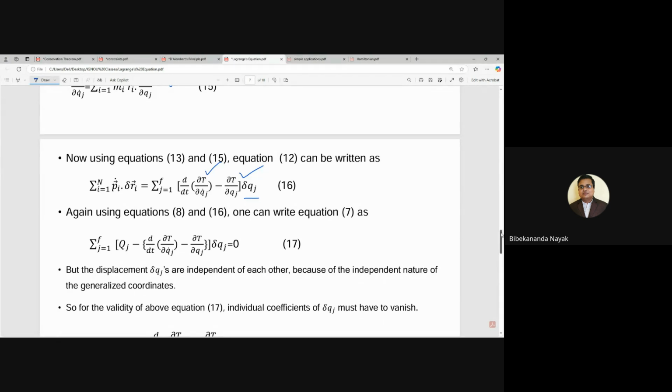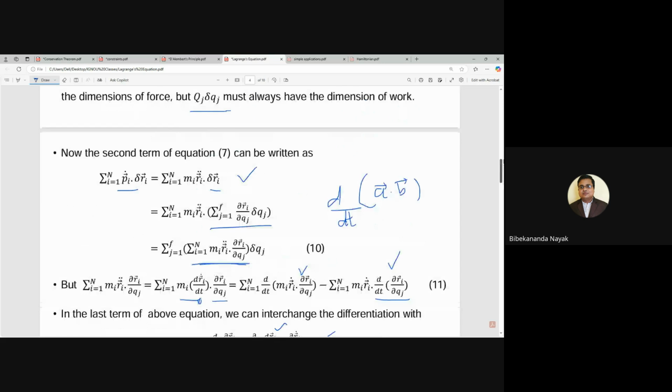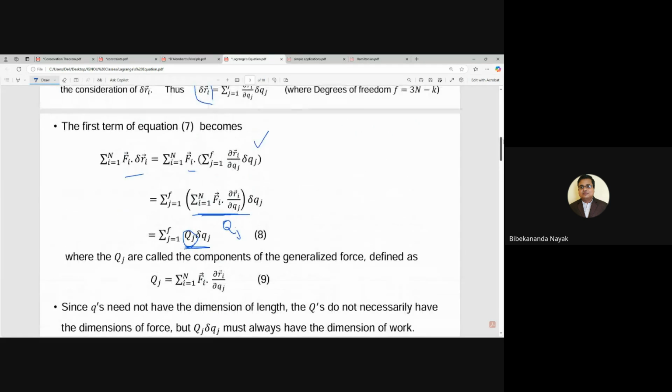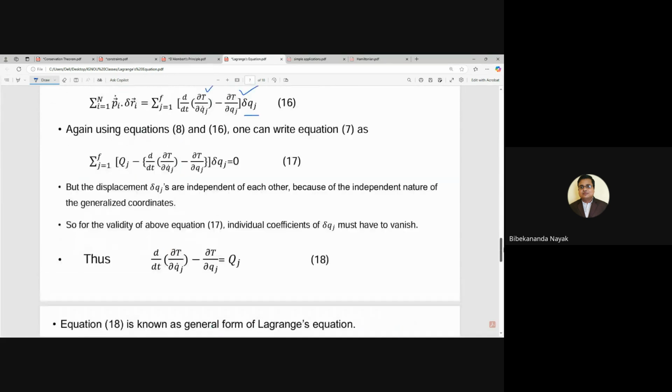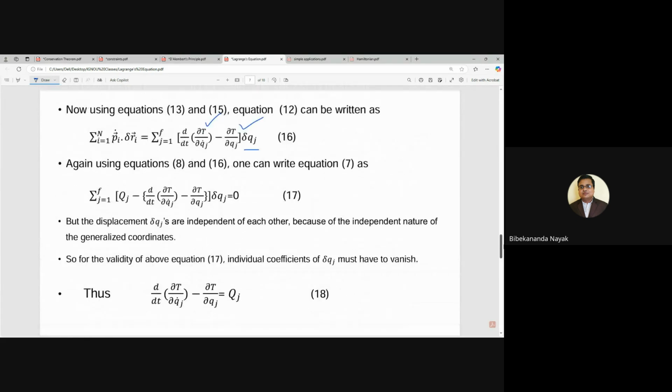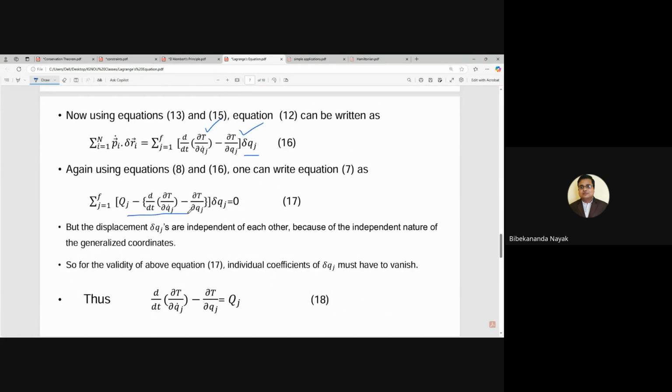Again, using the left-hand side in A2, we have an expression. This is equal to Σ Qj δQj. So Qj δQj is equal to this, or (Qj minus this whole) into δQj is equal to 0. Okay? Yes, sir. So the full derivation is given here.